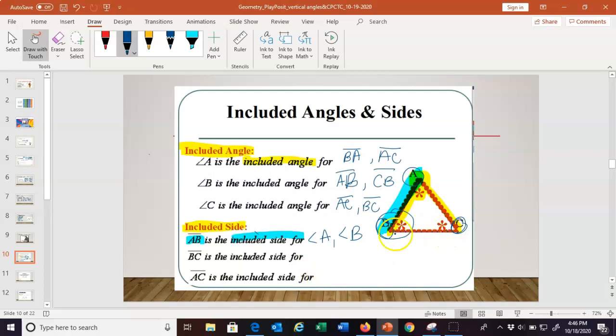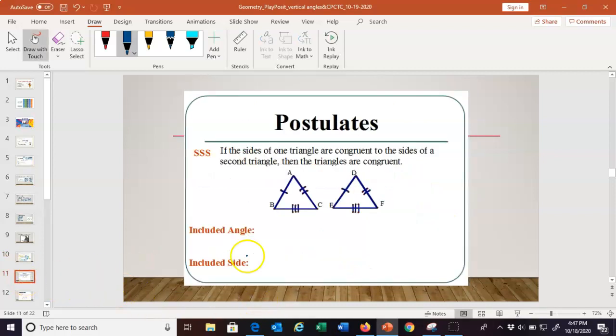And then BC is between angle B and angle C. And hopefully you're seeing the pattern. Angle C is between angle A and angle C. You guys are not going to have to regurgitate this in any form or fashion, as far as the definition goes. We just want to have a working knowledge of what that means. An angle is formed by two sides, and so that's considered the included angle, for example. It's going to help us when we talk about the postulates.